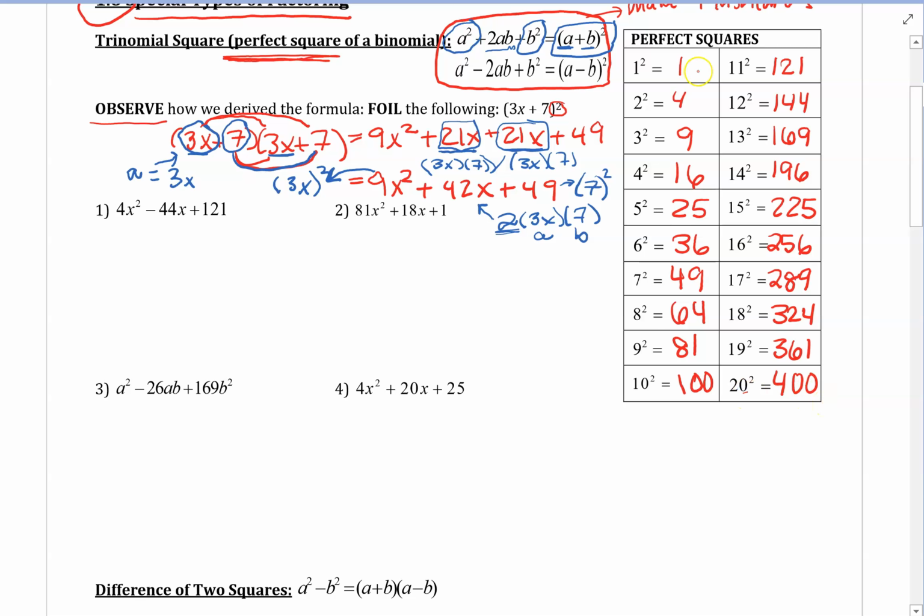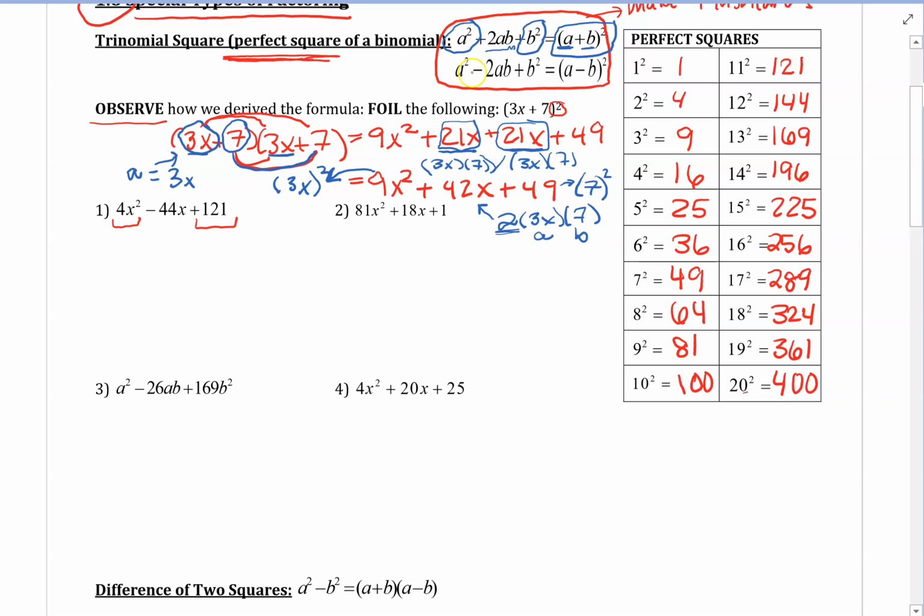Okay, so the more you recognize these numbers as perfect squares, the easier it will be to recognize a trinomial as a perfect square trinomial. So let's look at example 1. In example 1, you might notice the first term has a perfect square, right? It has 4. The last term is also a perfect square. It's 11 squared. So far, this looks like it's following the second formula.